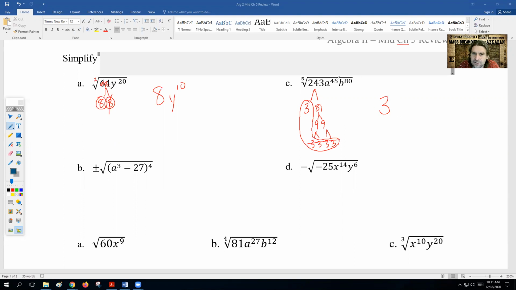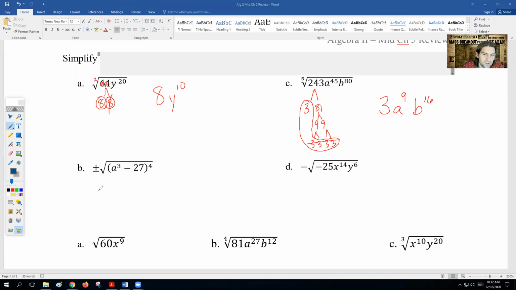Our a's, we just divide. 45 divided by 5 is 9. 80 divided by 5, that is a large number, would that be 16? Yeah. There we go. So 3a to the 9th, b to the 16th.